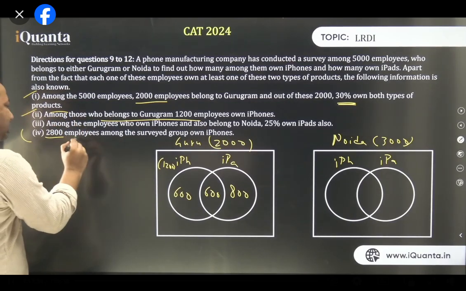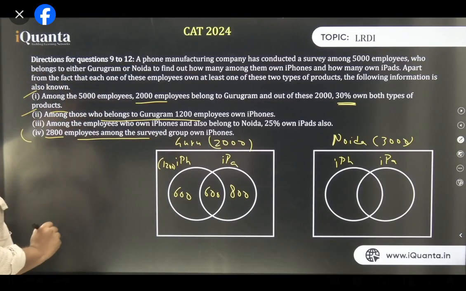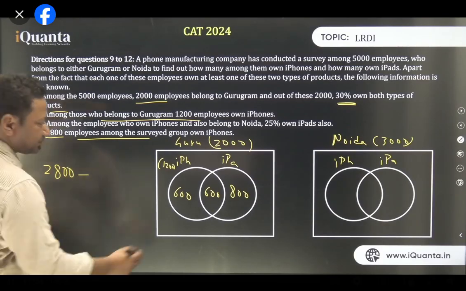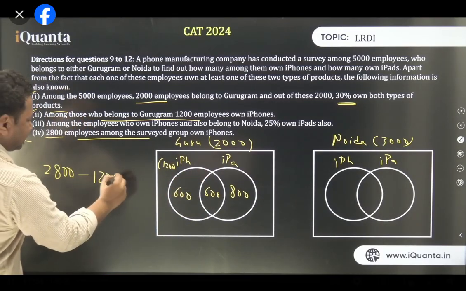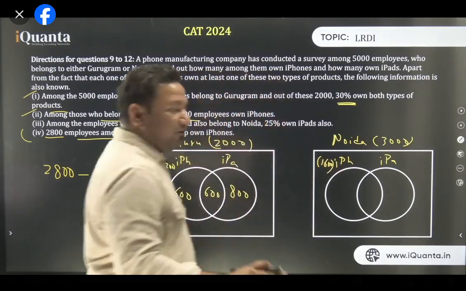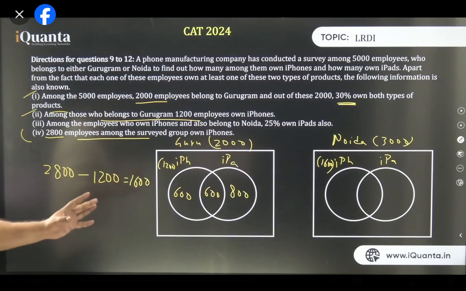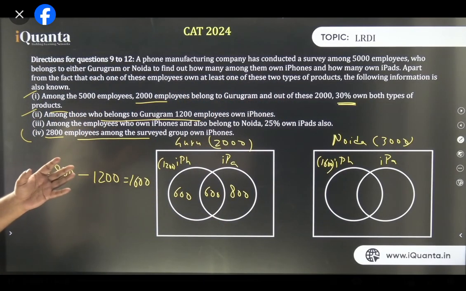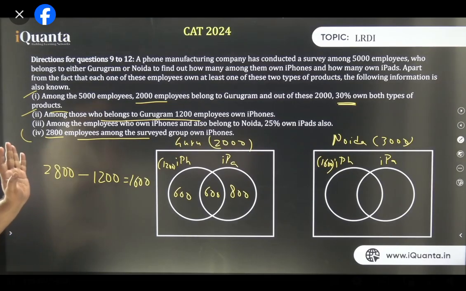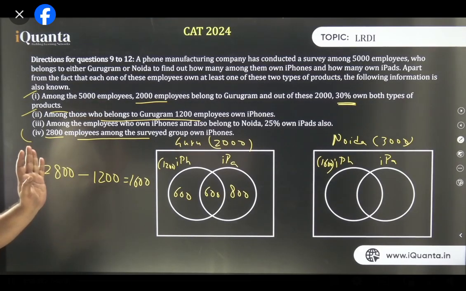Fourth says 2,800 employees among the surveyed group own iPhones. Okay, so before solving the third, let us solve the fourth because that is easy for us. So 2,800 employees had iPhones, out of which 1,200 are in Gurugram, that means 1,600 in Noida. This becomes 1,600. I'll wait for 10 seconds. Tell me, is this fine? I'm solving the fourth statement first. Is it cool? Any problem there? No problem at all? Fine, great.